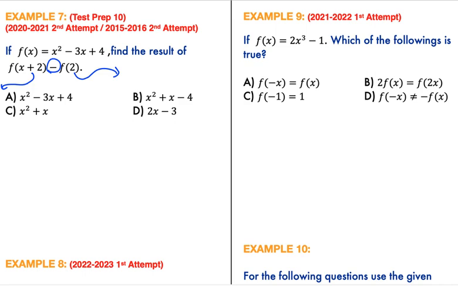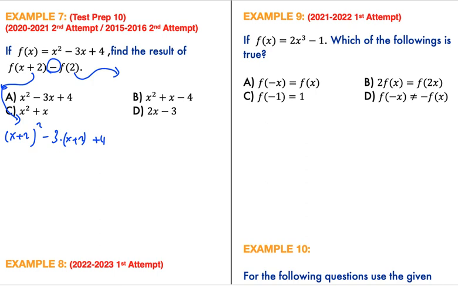So let's evaluate the first one, f of x plus 2. You substitute your x with x plus 2. That's a similar question, and that question is in the book. This has been asked twice. So x plus 2 squared minus 3 times x, again x plus 2 in a bracket, plus 4.